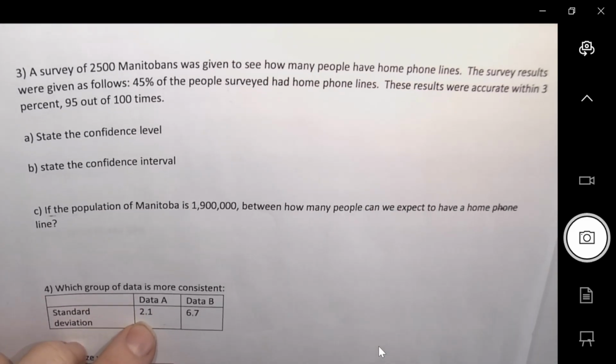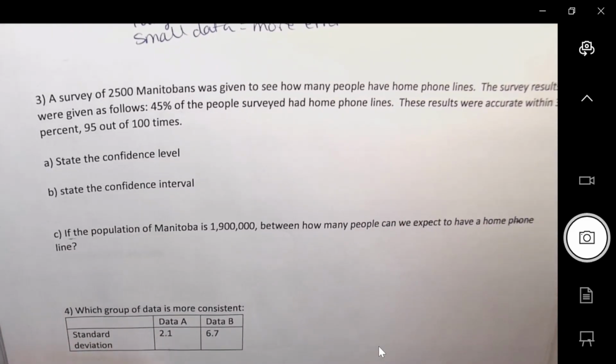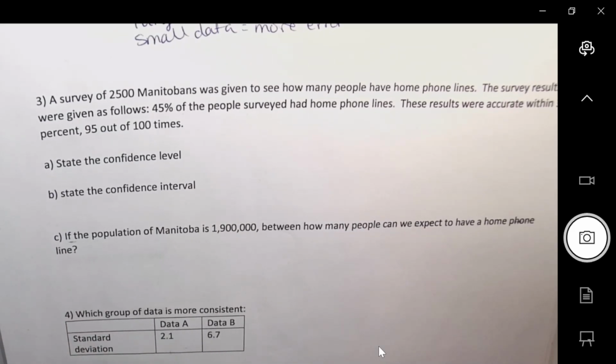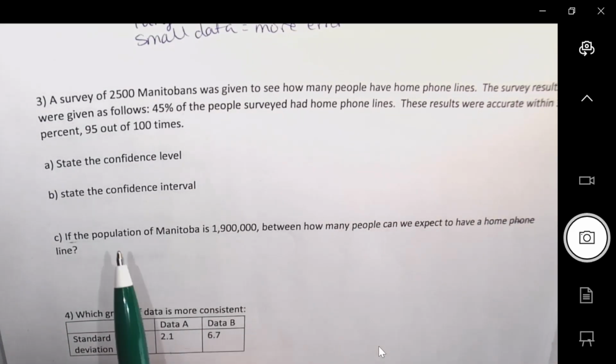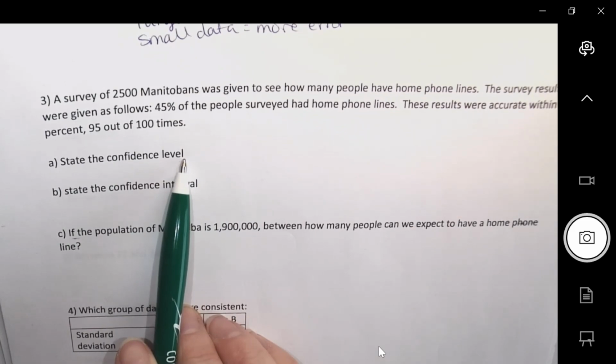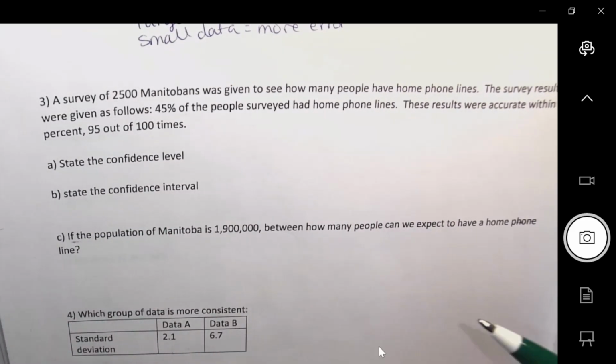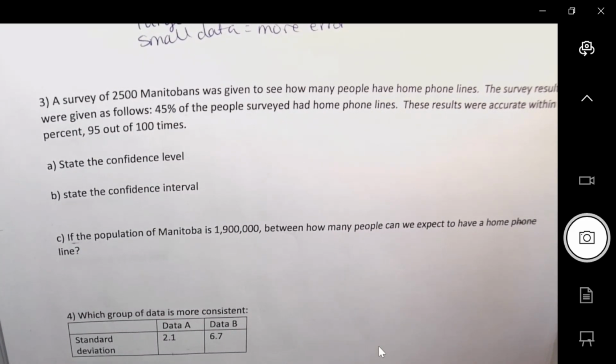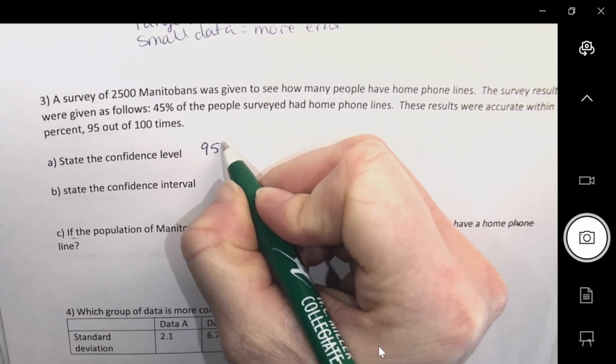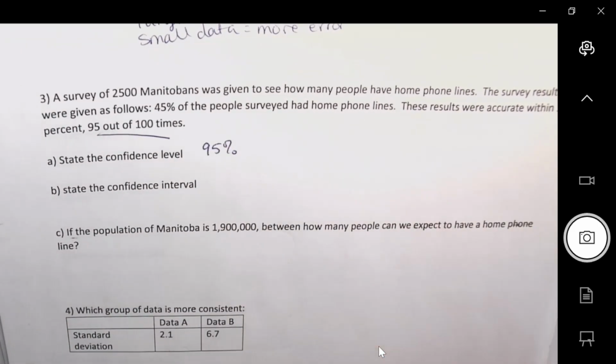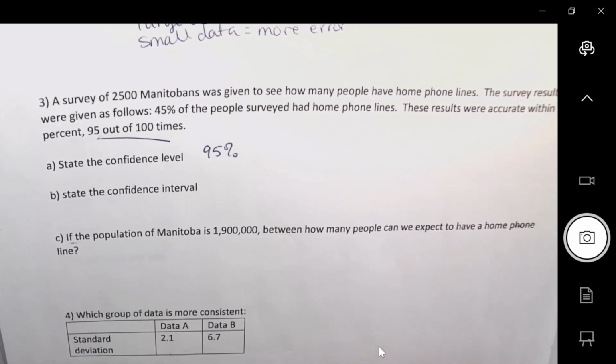Okay. Confidence. What is our confidence level? So when you read this, how confident are you in this data? Which part shows you how confident you are? 95%. 95 times out of 100 is how confident you are in this.